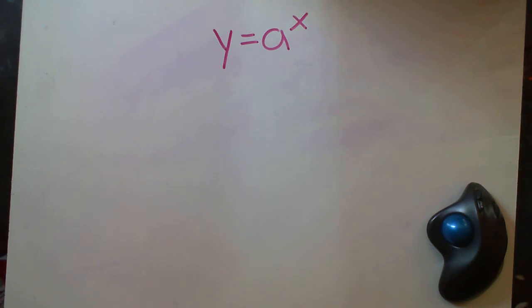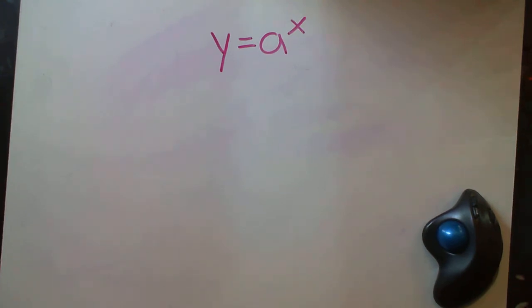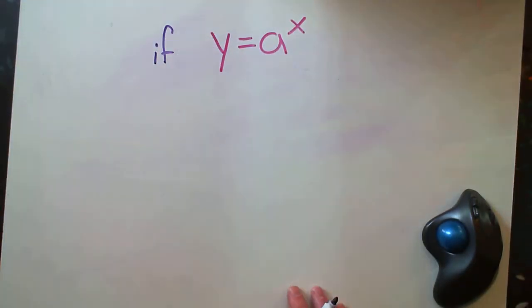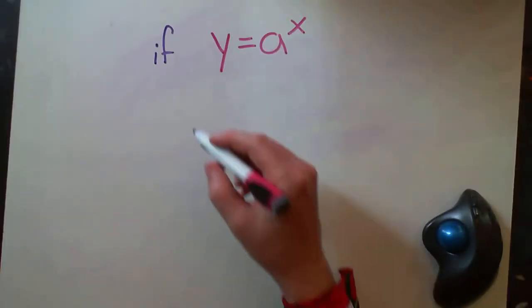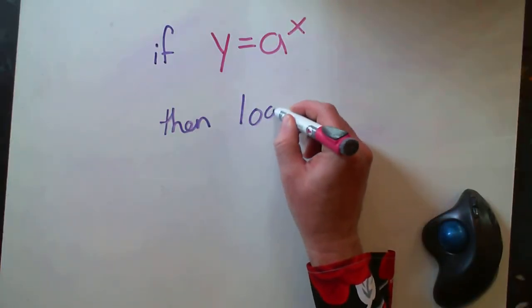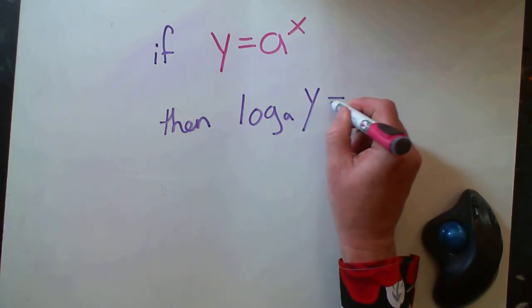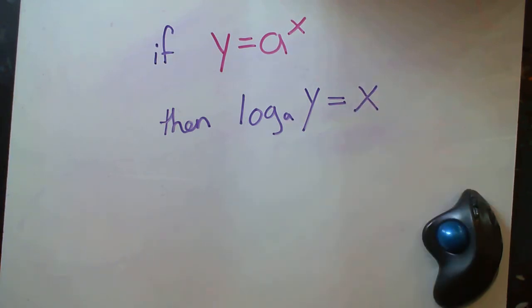We have been looking at functions of the form y equals a to the x. The logarithm is a new type of operation we are defining that is the inverse of the exponential function. If y equals a to the x, then logarithm base a of y equals x. So the logarithm undoes the exponent.